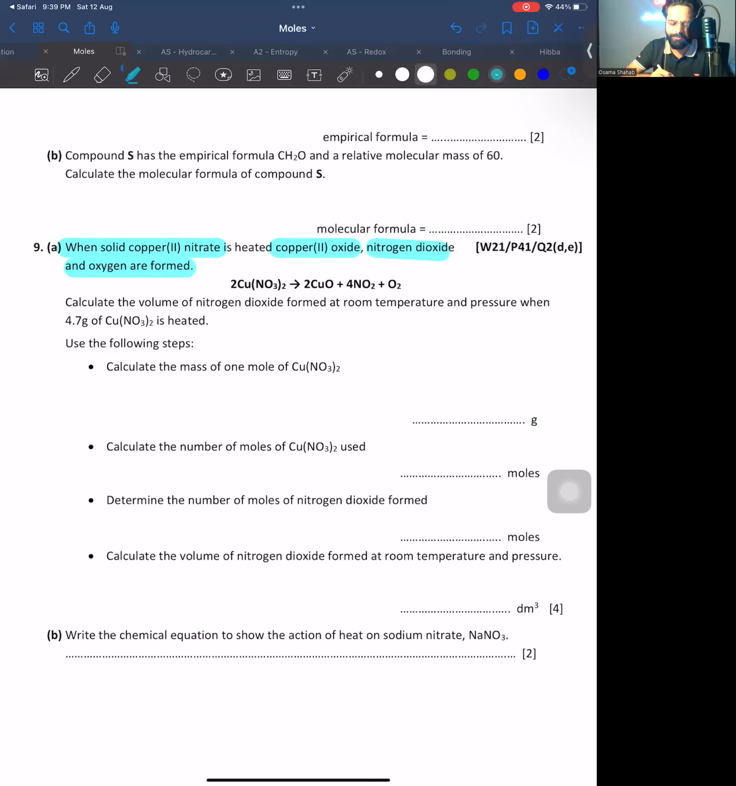The next thing is calculate the volume of nitrogen dioxide. Again, they are asking for volume at room temperature and pressure when 4.7 grams of copper nitrate is heated. They already gave us the steps, so it will be easier for us now. Calculate the mass of 1 mole of copper nitrate. So we need to find the molecular mass of this compound, which is copper plus nitrogen plus oxygen into 3, all into 2. It is 64 plus 14 plus 16 into 3, which is 48, into 2. So what is the answer you have? 188. Very good, बच्चों.